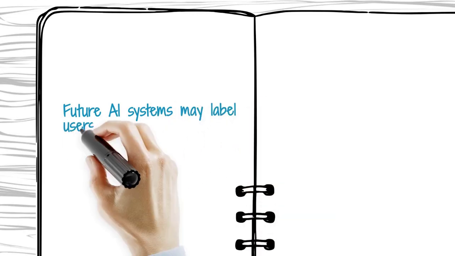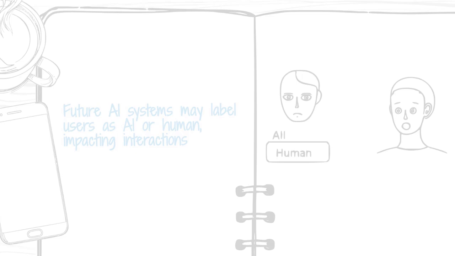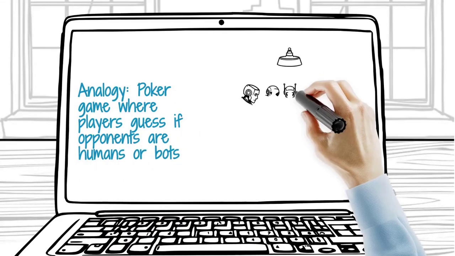Future AI operating systems may routinely label users as AI or human, affecting trust, response style, and decision logic. It's like a game of poker where each player must guess, am I bluffing with a human or with another bluffing bot?